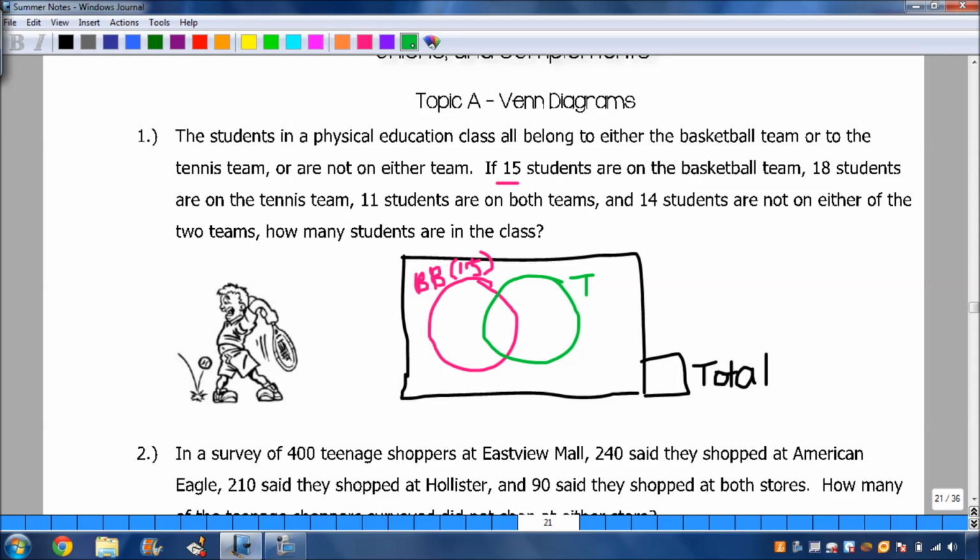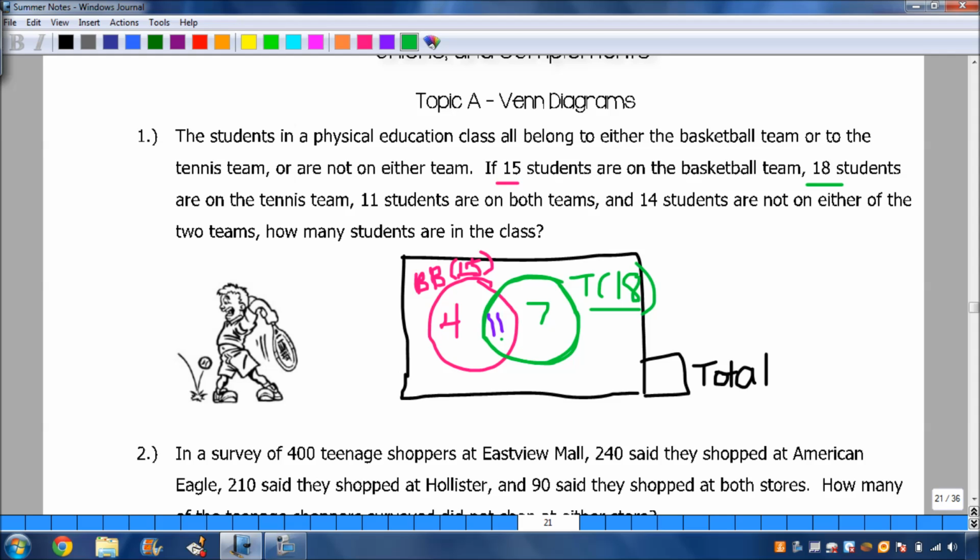And then it says that 18 students are on the tennis team, but that's for the full entire circle, all the way around, okay? But then we know that 11 students are on both teams. So if 11 students are on both teams, I can put it right in the middle right here. So what can I conclude from that? Well, if there's 15 students on the basketball team altogether and 11 are on both teams, then you will have 4 left over because 15 minus 11 is 4. Okay, and then if we have 18 students total on the tennis team and 11 on both, then you have 18 minus 11, which is 7 students who play tennis only.